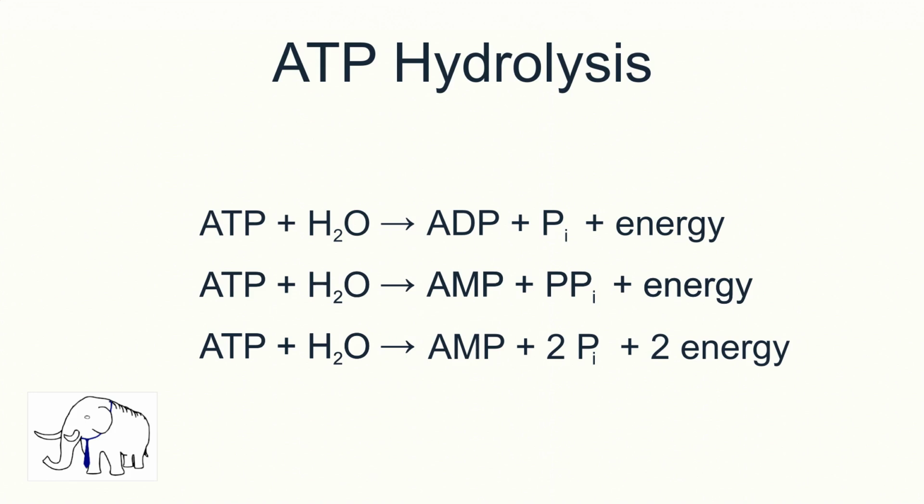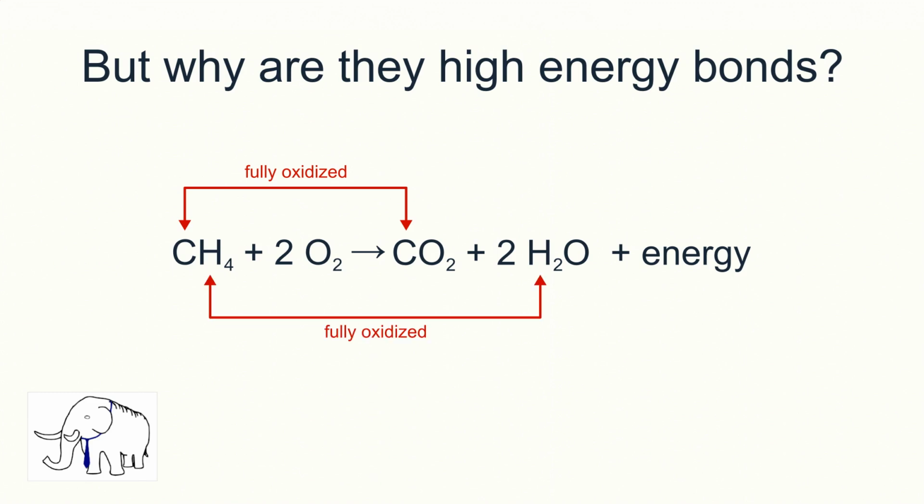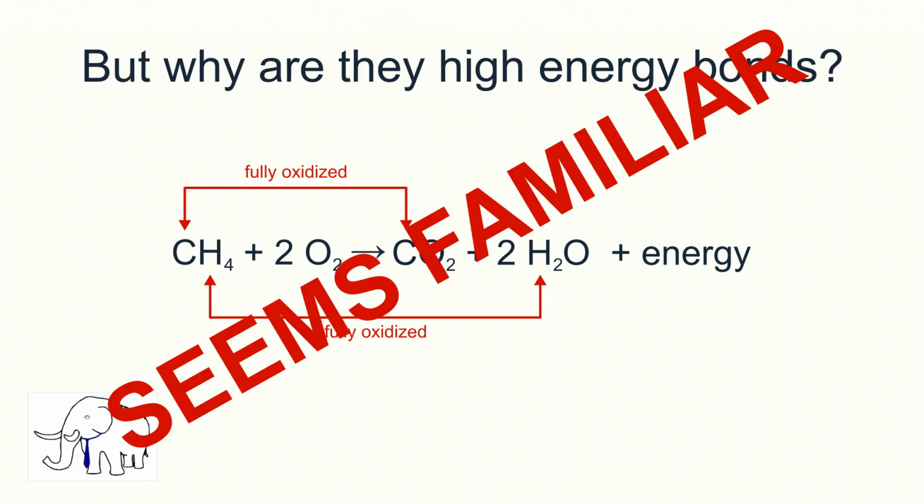If we look at something familiar, like the combustion of methane, methane plus oxygen gives us carbon dioxide plus water plus energy. The carbon atom in the methane is getting fully oxidized to make carbon dioxide, and the hydrogen atoms are getting fully oxidized to make water molecules. And from general chemistry, when we're oxidizing chemical bonds, we're releasing energy. That at least seems familiar.